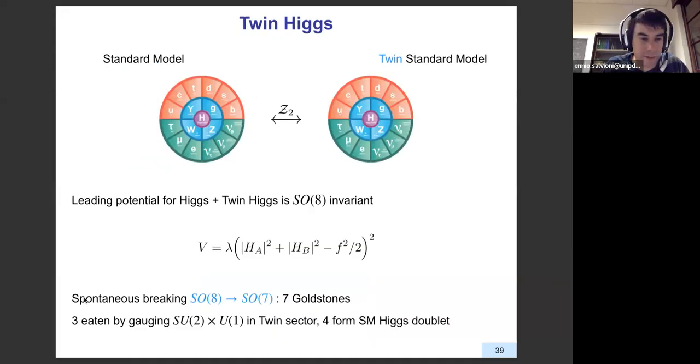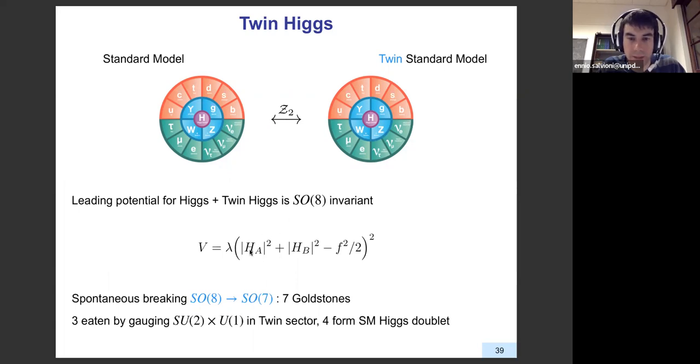So very briefly on the ingredients for this. Twinning is a theory where there is a mirror copy of the standard model. What is important for what I will say, I will take the simplest version where everything is twinned. Okay, so there is a full mirror sector, the whole standard model as a second copy, and the structure of the potential, which is what I'll care about here, is SO8 invariant.